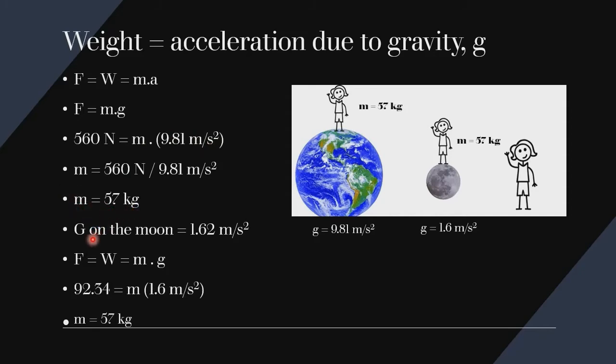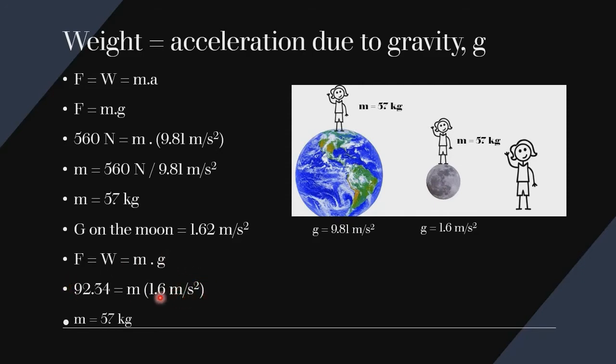Now, what if this person is placed on the moon? The person will only have a weight there equivalent to 92.34 newtons, but the formula is still the same. Force or weight is equal to mass times gravity, but this time we will be using the gravity of the moon, which is 1.6 meters per second squared.